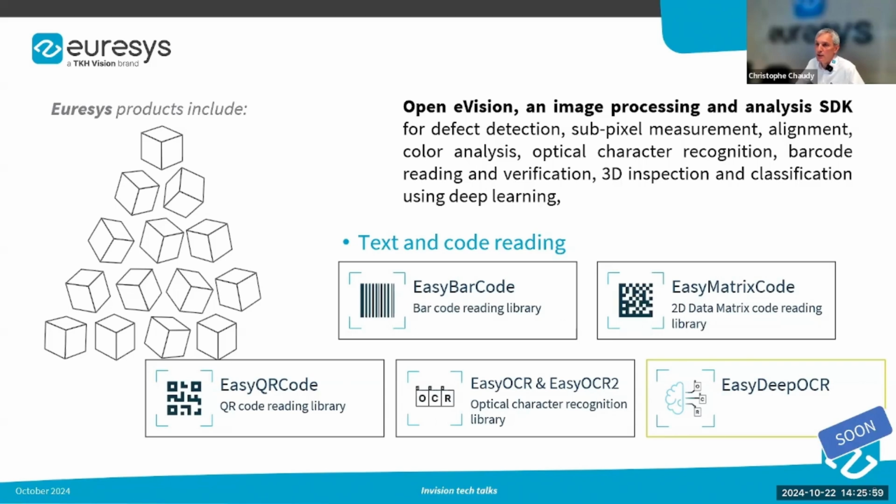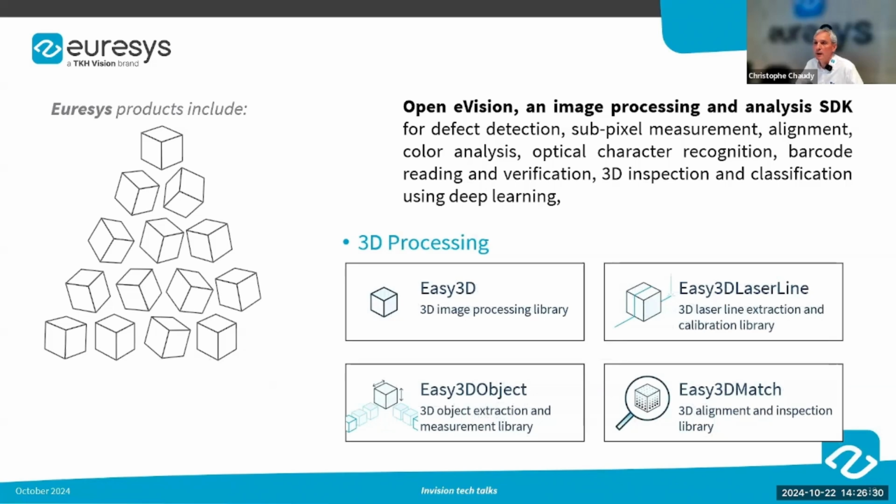Regarding the text and code reading, we can read the different symbologies, like barcodes, data matrices, or QR codes. And we also provide several OCR, so optical character recognition, libraries. We will soon introduce a new Deep OCR library, which is a more advanced way to read difficult text in pictures. We have a set of 3D processing libraries, for example, laser line extraction and calibration, but also 3D object segmentation and measurements, and 3D matching functions to align objects with a reference and compare both representations.